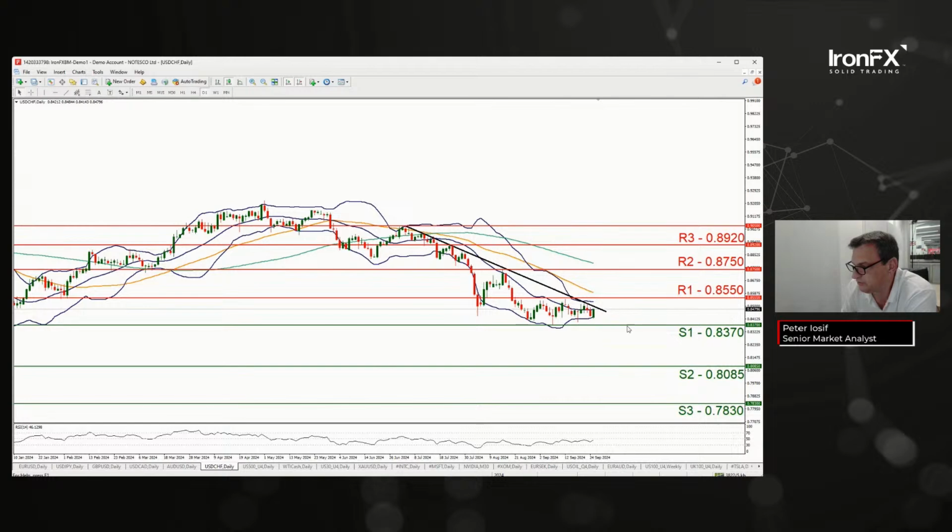For a bullish outlook, we would require the pair to rise, break the aforementioned downward trend line, breach the R1 0.8550, and start aiming for the R2 0.8750. On the flip side, should the bears take over, we may see the price action reversing direction, breaking the S1 0.8370, and start aiming for the S2 0.8085.